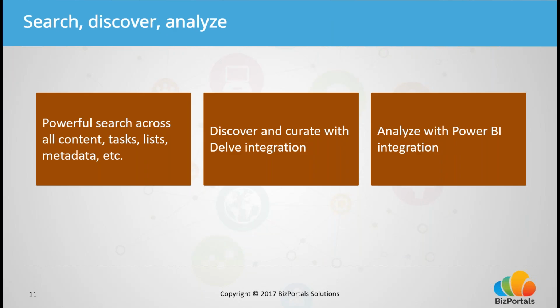Then finally, the harvest stage in the life cycle. Businesses don't stop interacting with their documents and information once they are saved and stored. So businesses need to easily and quickly find, discover, and analyze their content and information, especially as they build and store content over time. With an Office 365 intranet, you have powerful enterprise search that can search across all content, documents, events, lists, and metadata that exist within the intranet.